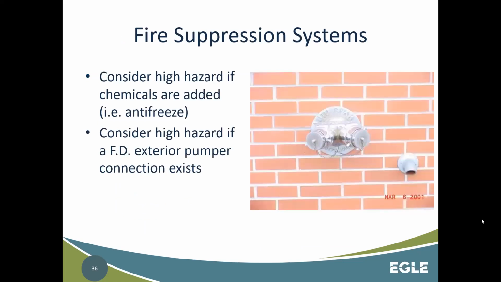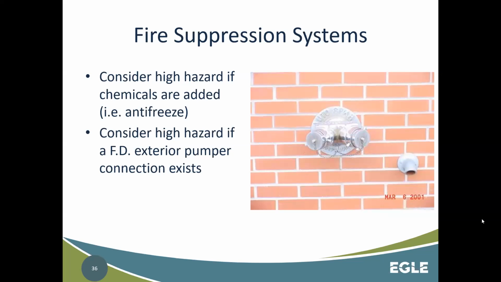Fire suppression systems have been one of the pretty common examples that we've been bringing up in our previous discussions. They can be considered high hazard if there is some kind of chemical additive. A lot of times these are going to be antifreezes to prevent any of the building plumbing from freezing up. You may also want to consider them high hazard if they have these exterior pump connections, and if you know that your fire department either uses additives or potentially draws from surface water.